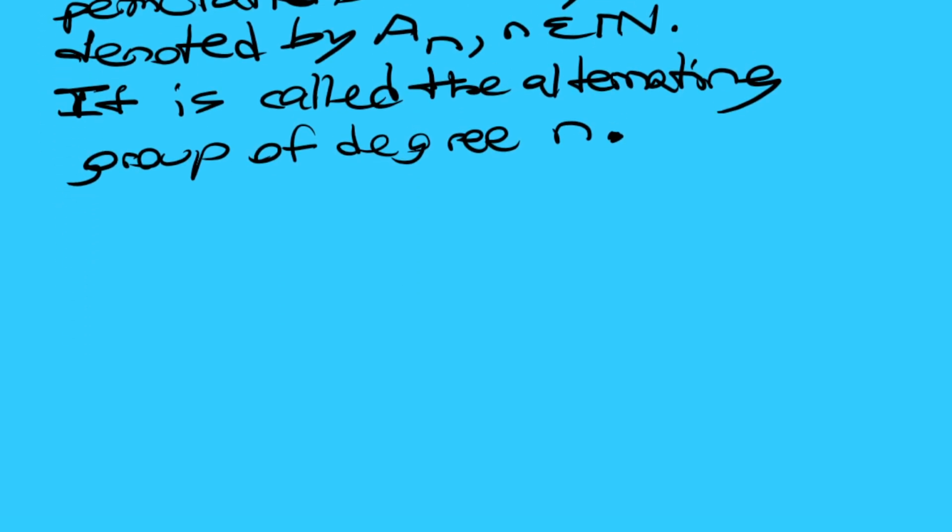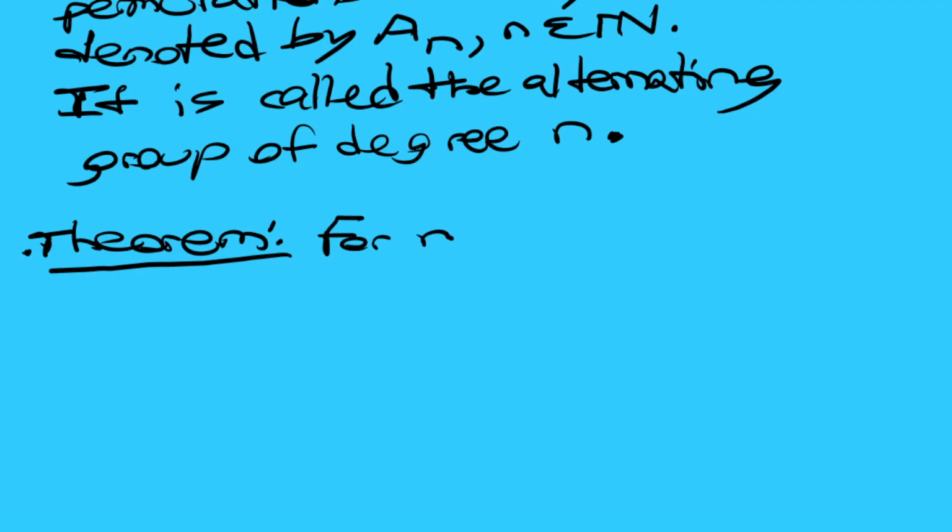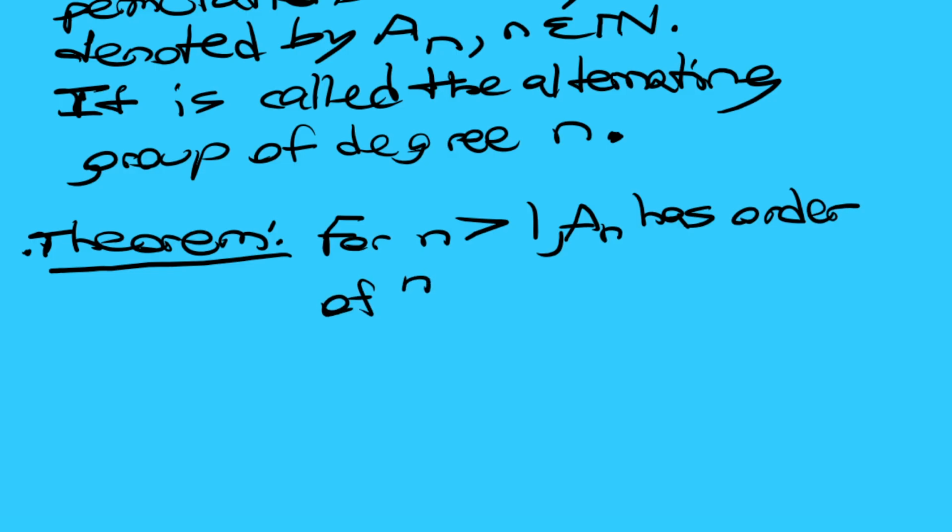So there is a theorem related to alternating groups, and that is for n greater than 1, A of n has an order of n factorial over 2. And of course, it's denoted as order of A of n.